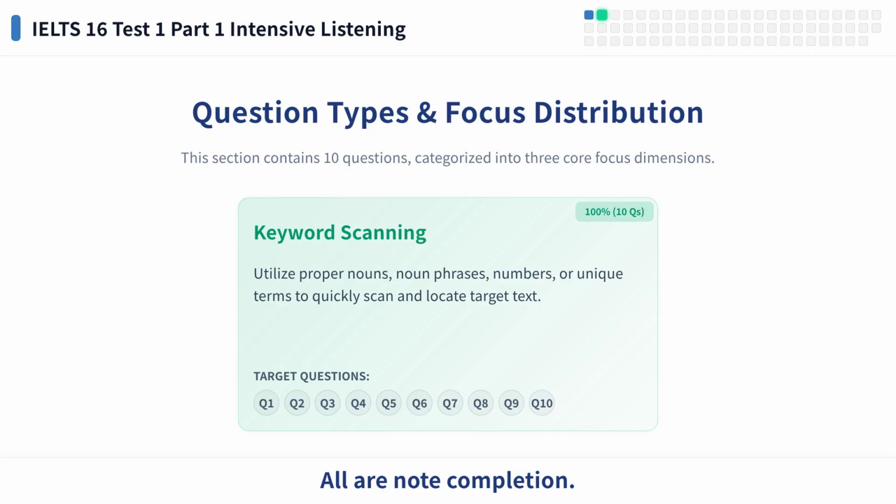All questions use keyword location. You need to find key information in the recording to fill the blanks. 3 core strategies: predict answer type, locate keywords, and watch for distractors.